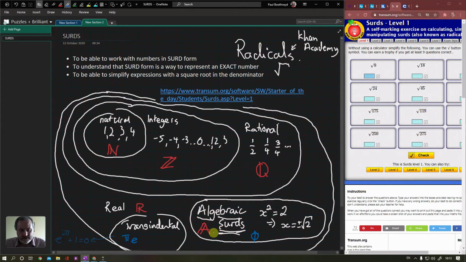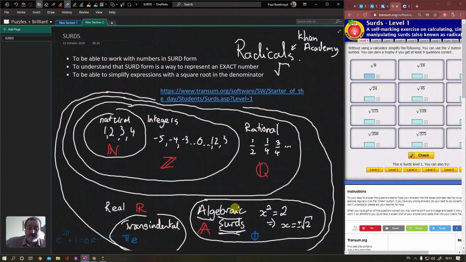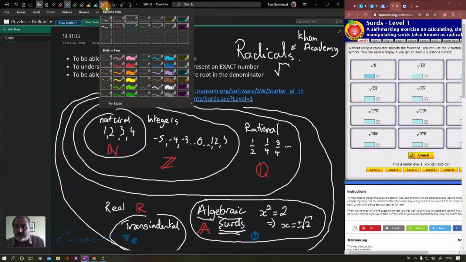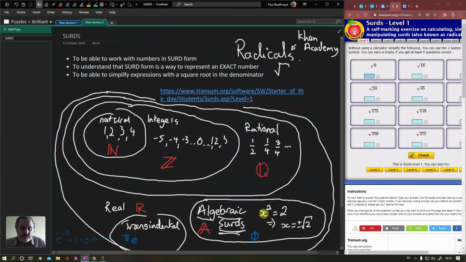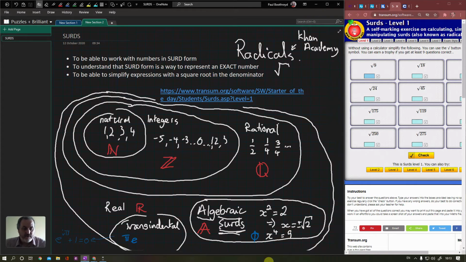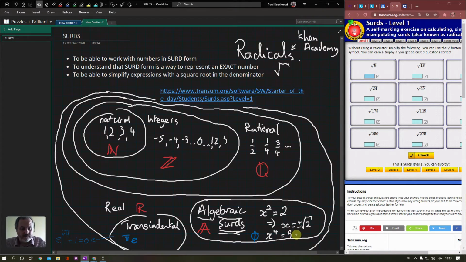The ones we're looking at today, though, are the algebraic numbers called surds. And the reason they're called algebraic is they're solutions to what are called polynomial equations. So things like x squared is 2 or x to the 4 is 9. Okay, so that leads to the 4th root of 9, which gives us x is plus or minus the square root of 3.